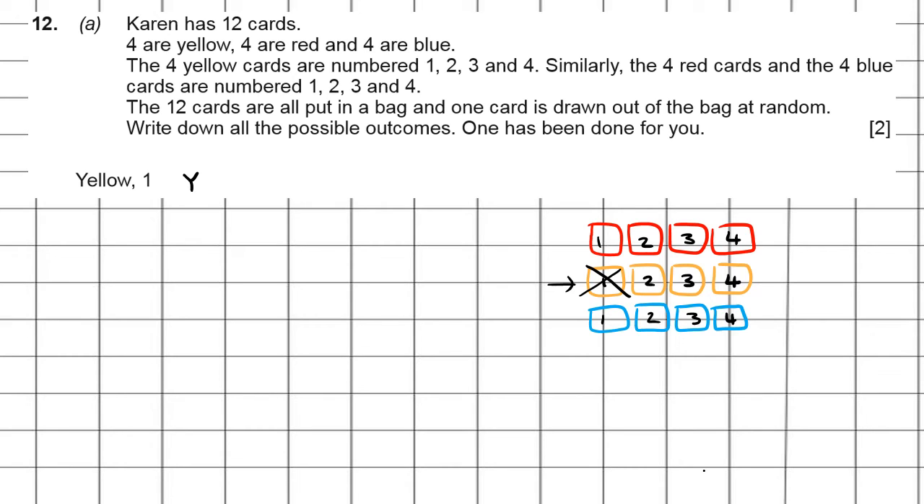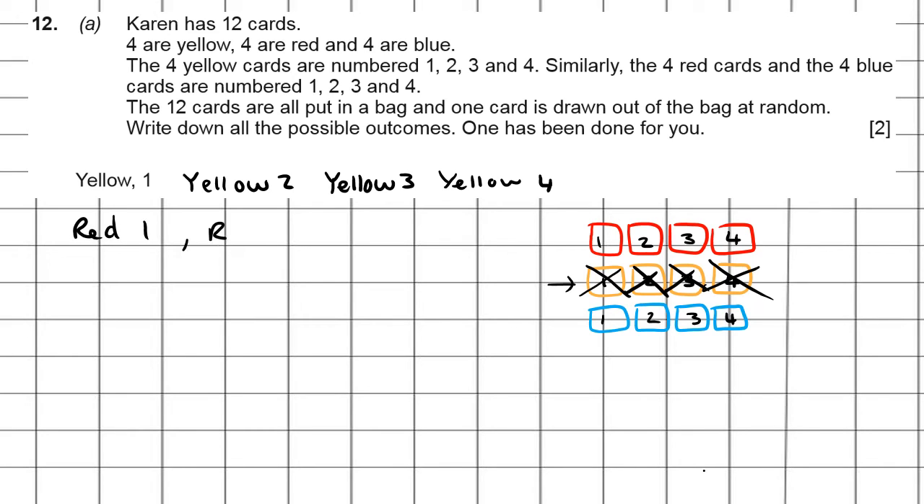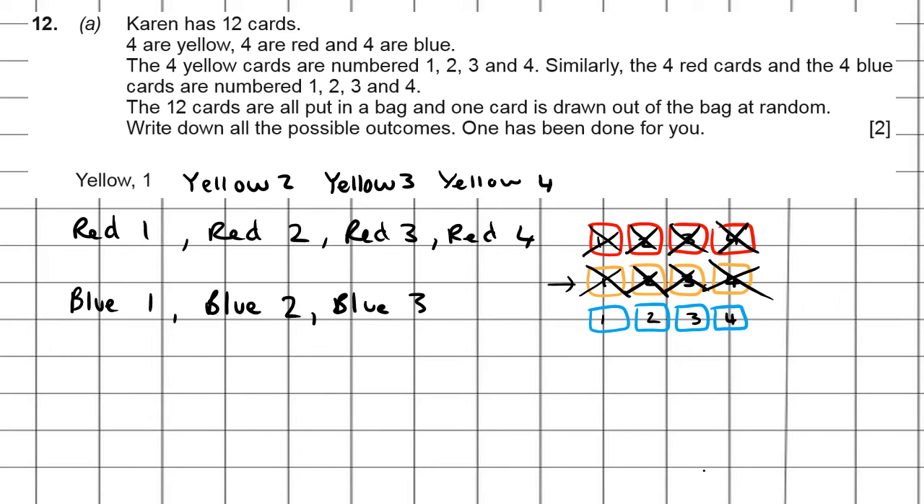So what have we got left? Yellow 2. So that can be crossed off. Yellow 3, yellow 4. Okay, now we've got red 1 left. 2, 3, 4. So they've all been done. And then we got blue left. Blue 1, blue 2, blue 3, and blue 4. So they're all gone. So that's all our outcomes.